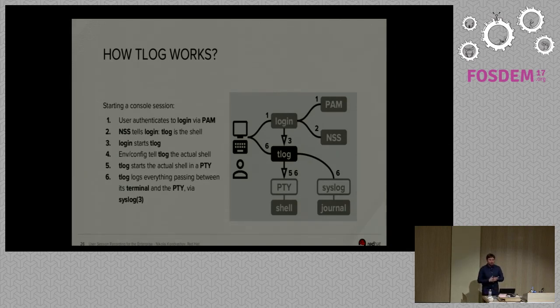And this is where we configure NSS, for example by changing the passwd file. We say that this user will not use bash or another shell; we'll tell it that the user is going to be using tlog as the shell. So login receives that information from NSS and starts tlog, which retrieves the actual shell to start from its environment or from its configuration, and then starts that shell under a PTY, which is a pseudo-terminal. And it intercepts what is going between that pseudo-terminal and the actual terminal and logs that.